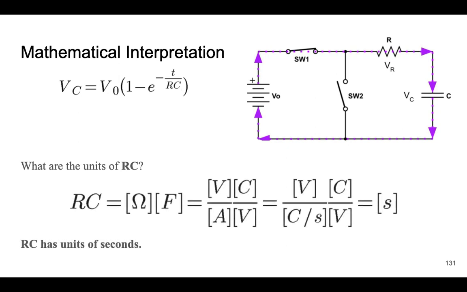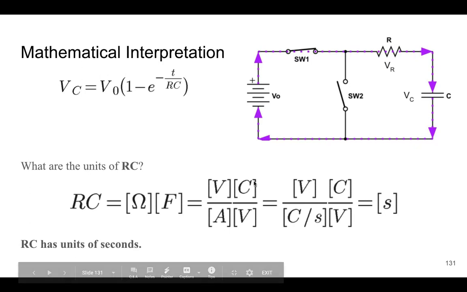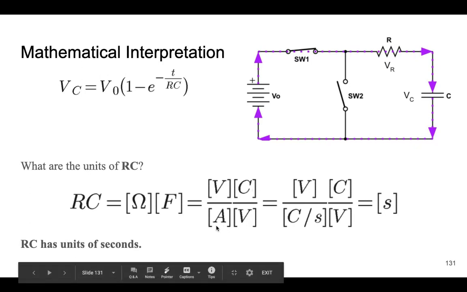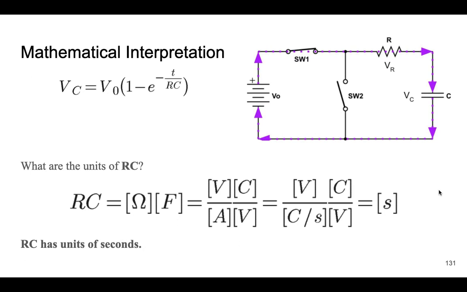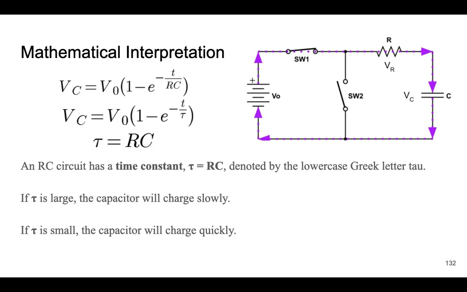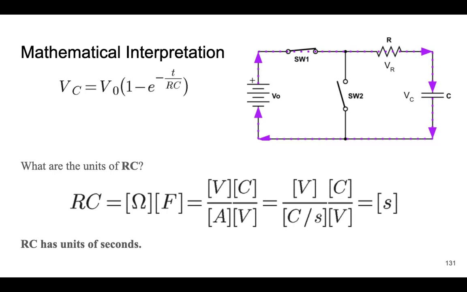And here's another way to derive that. RC, ohms times farads. Well, an ohm is a volt over an amp. A farad is a coulomb over a volt. An amp is actually a coulomb per second. So do some algebra. The volts will cancel, the coulombs will cancel, and then you have 1 over 1/s, which is just s, seconds. So RC has units of seconds. An ohm farad is the same thing as a second. So this is called dimensional analysis. Very useful skill to have in science.